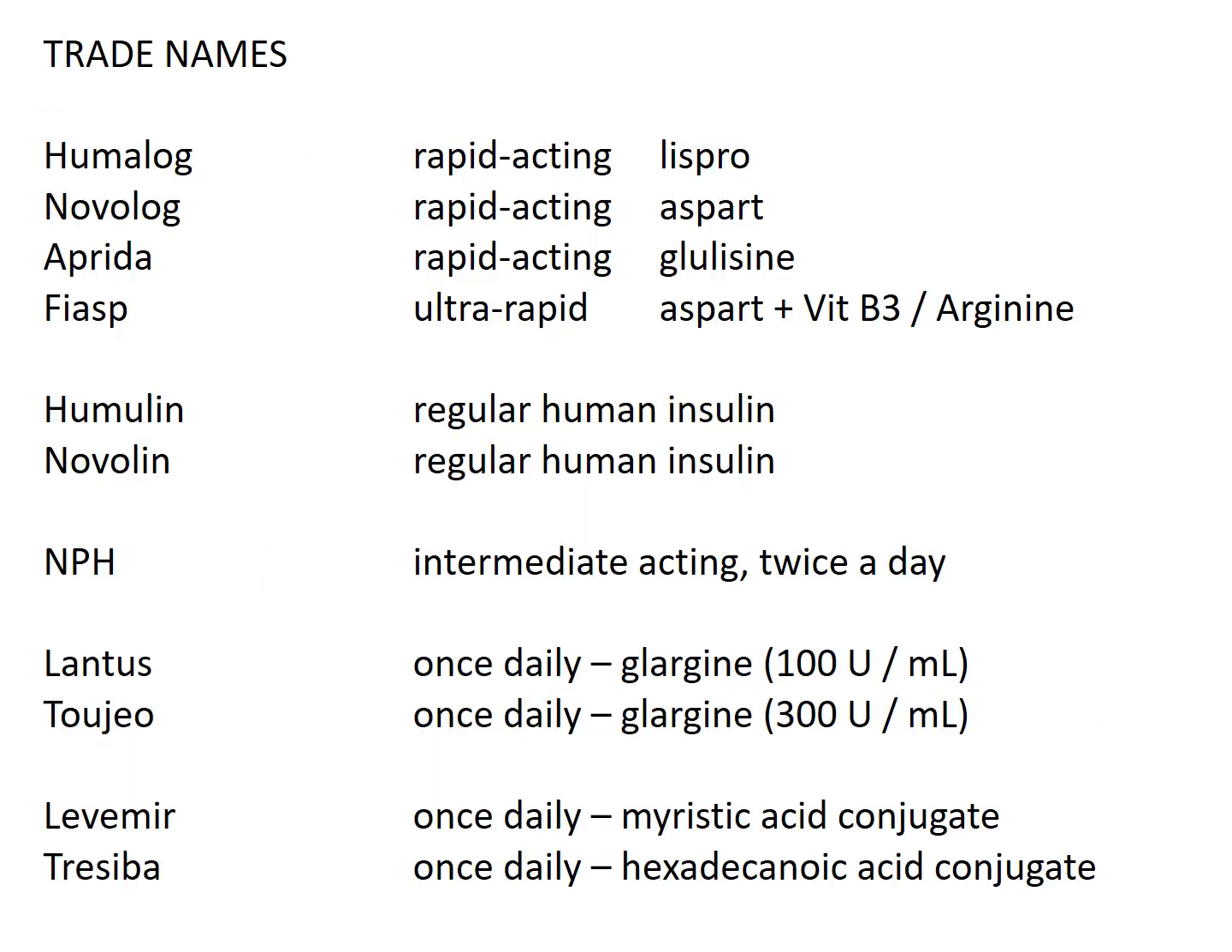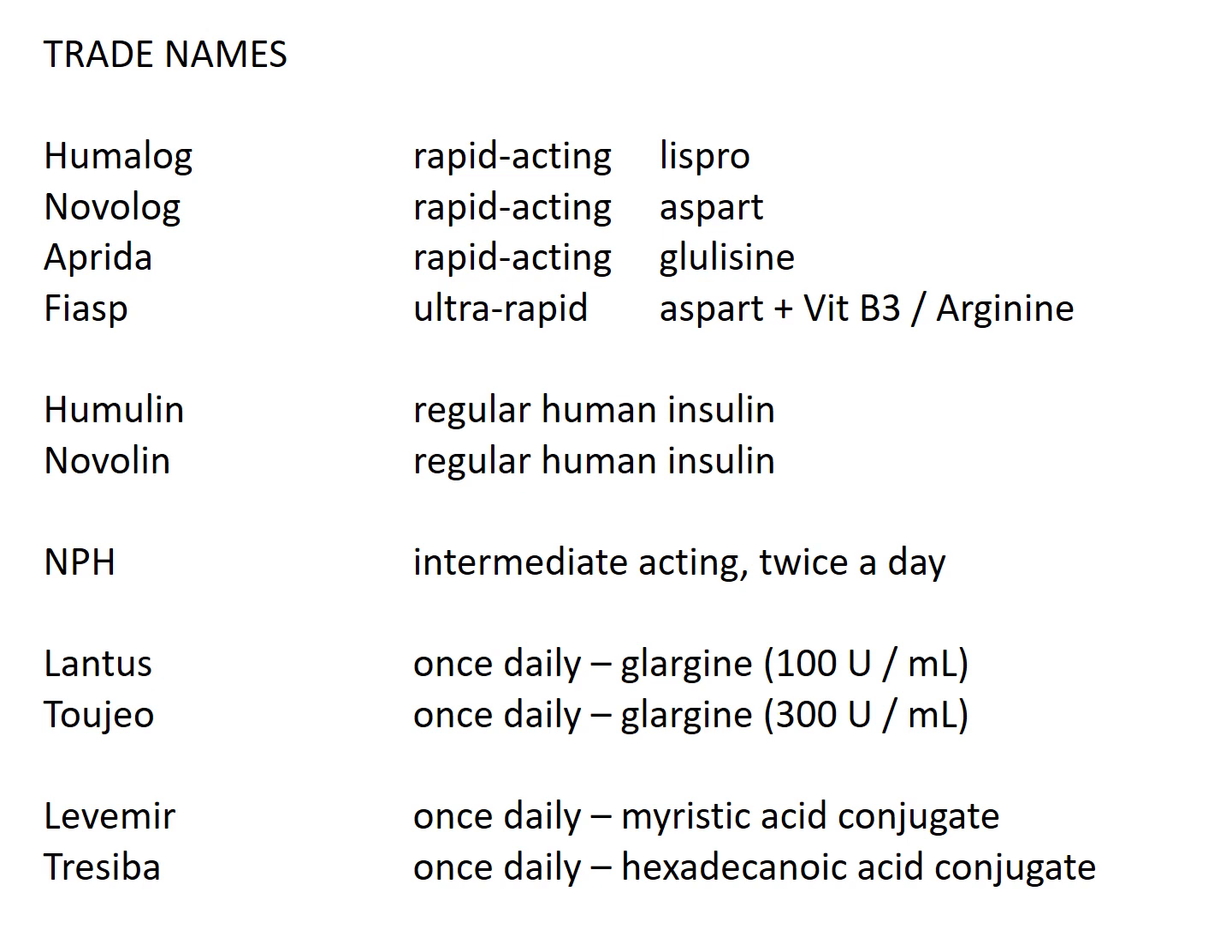So here I've listed for you the insulins which are on the market, both by trade name and their duration of action. Humalog, Novolog, Apidra, and Fiasp are rapid acting, and Fiasp is considered to be the ultra fast. The additives that were put in Fiasp are vitamin B3 and arginine. So it's still aspart insulin, but with those additional additives, it acts a little bit quicker.